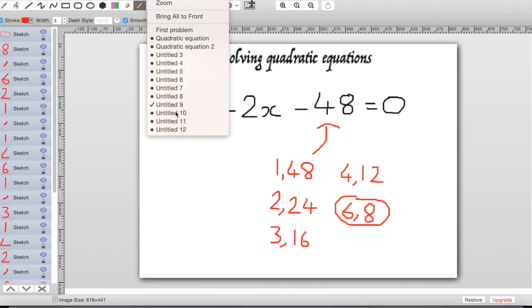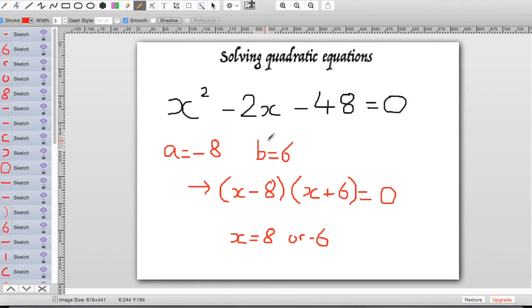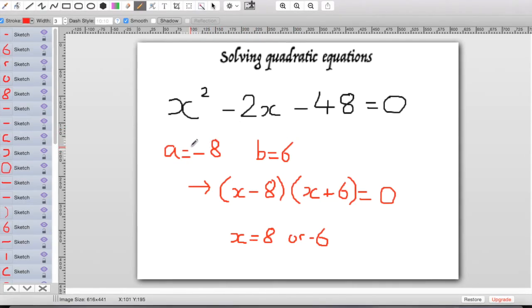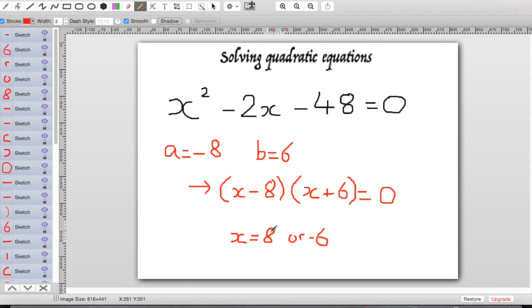So all we have to do now is make sure we get our signs the right way round, and we can use 8 and minus 6, or minus 8 and 6. Because we're looking for a plus b equals minus 2, we'll use minus 8 and plus 6, put those into our formula, and we get x equals 8 or minus 6.